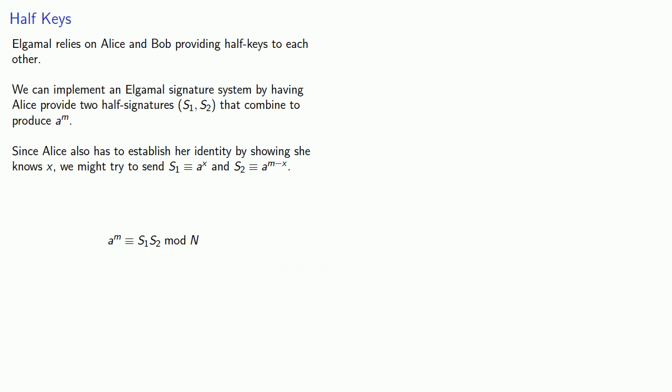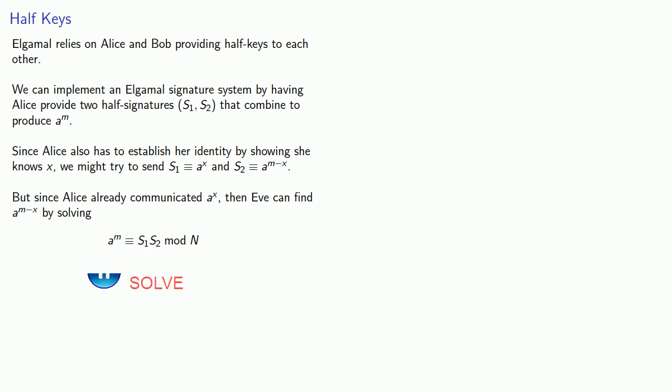Except this doesn't work. Since Alice already communicated A to the power X, that's the half key she sent to Bob, then Eve can find A to the power M minus X simply by solving A to the power M congruent to S1 S2 mod N.